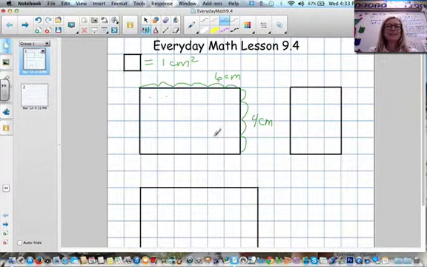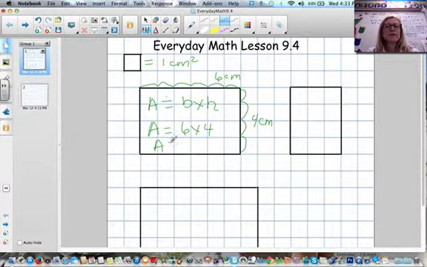And you can either say length times width, or you could say base times height. It really means the same thing. So area is equal to base times height. And we're just going to plug this in, and let's say that this, the 6, is the base, because the opposite side is equal, and it's the side that it happens to be sitting on, so we're going to call that the base. So A is equal to 6 times 4. So A, or the area of the rectangle, is equal to 24 square centimeters.